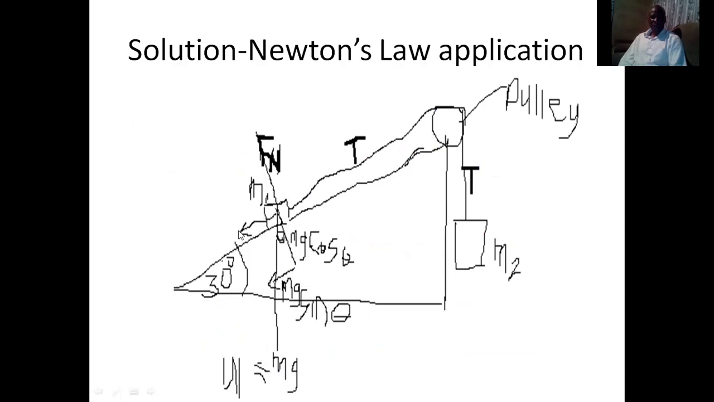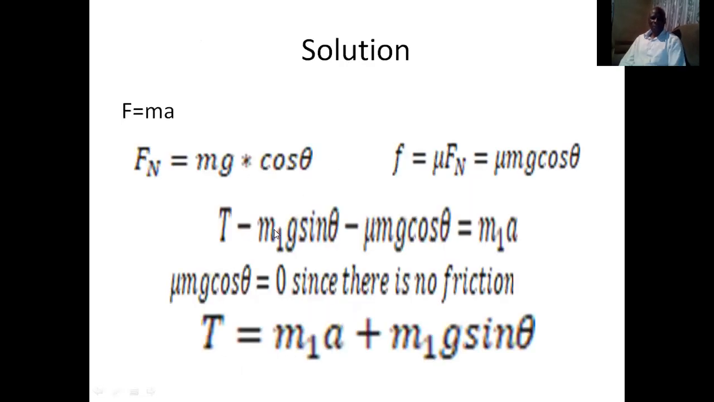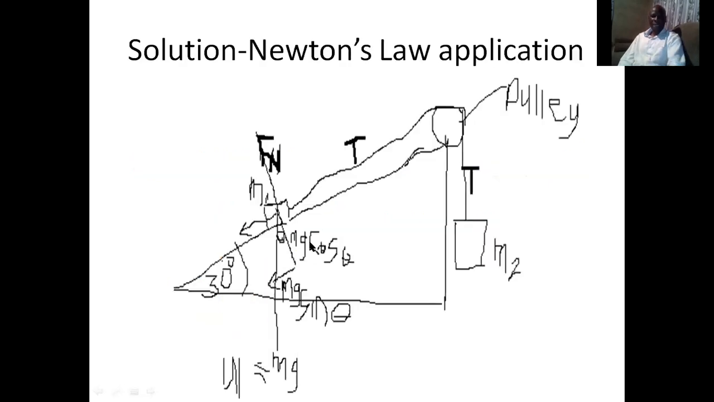This one is pulling down. And there is also another force which is also opposing the movement of this object going up here, which we stated is actually friction, which is between the book here and the inclined plane. So we have to subtract also the friction. So we're subtracting mu m1 g cos theta, which is the friction, which is equal to m1 times the acceleration, because this object actually is accelerating upwards.